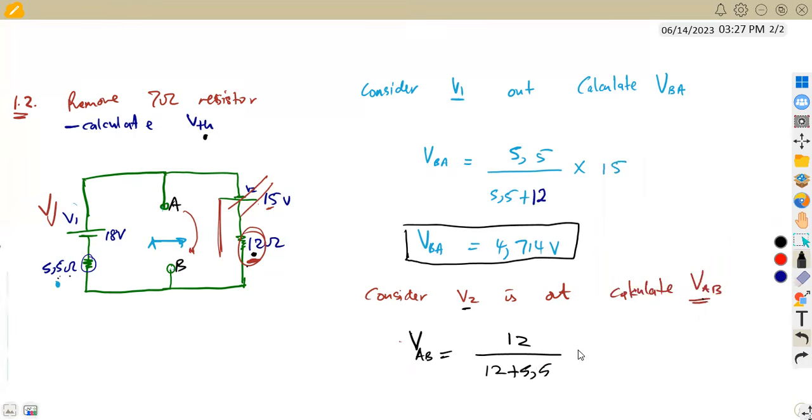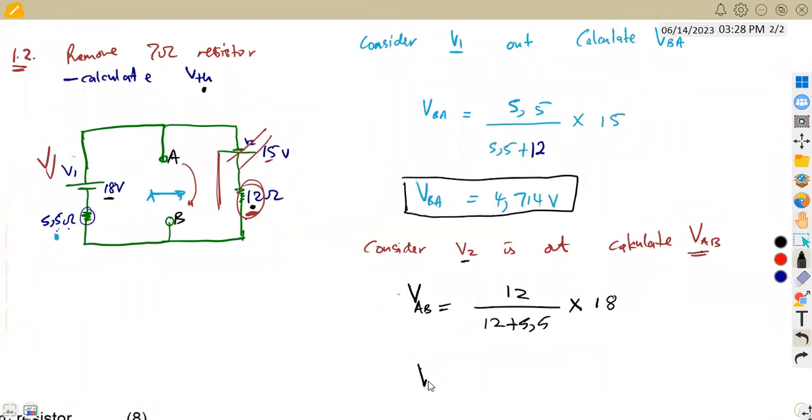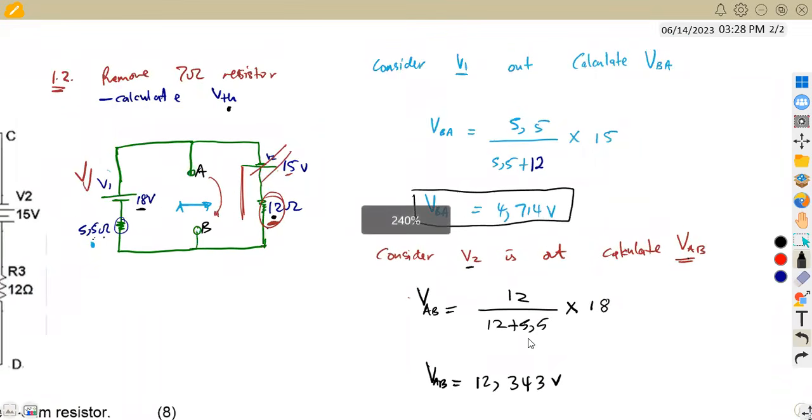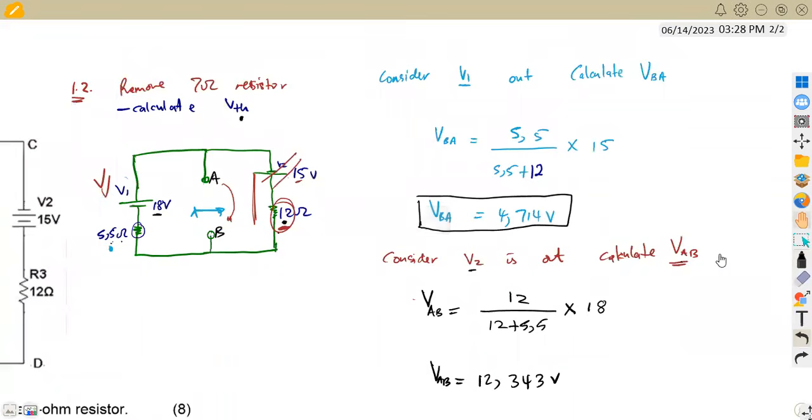Anyways, we are going to multiply by the voltage that we are considering now, because V2 is out, so we are considering V1. Our V1 is 18 volts, so we are going to multiply by 18. That's, I think, how I wrote this part. So this is going to give us VAB. Our VAB in this case is 12 over these times 18, which is going to be something like 12.343 volts. So this is what we got here, guys. I think our voltages are now fine.